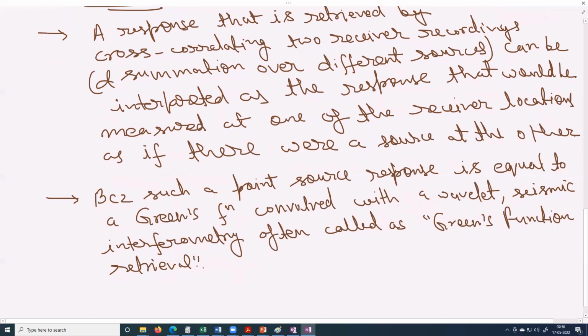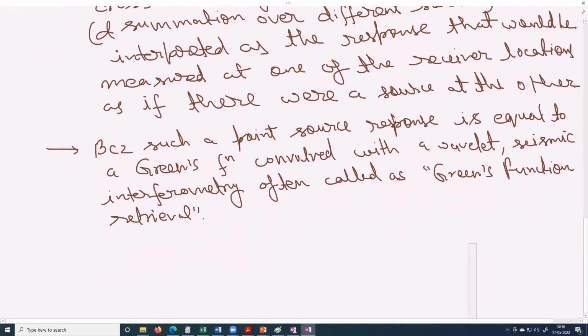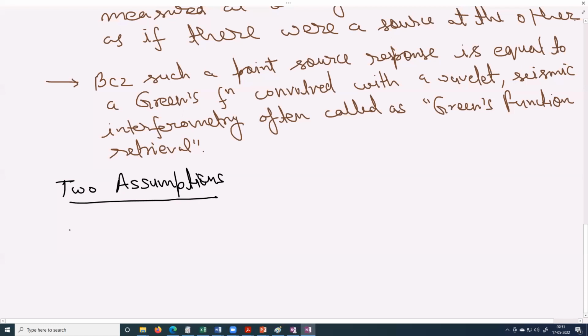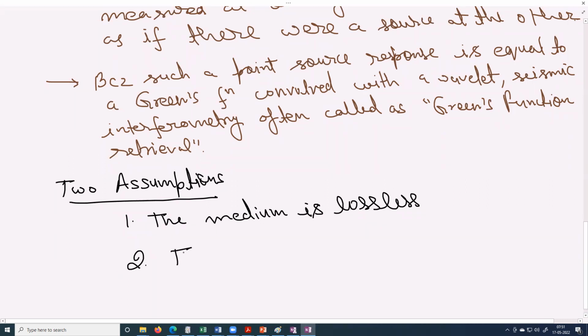So there are basically two assumptions associated with seismic interferometry. So we should know about those. So the first assumption is the medium is lossless. That means the energy is not being attenuated. The medium is lossless. And the second assumption is that the medium has constant propagation velocity.